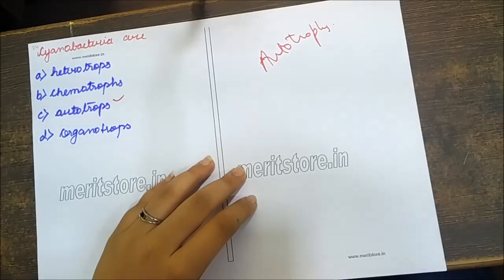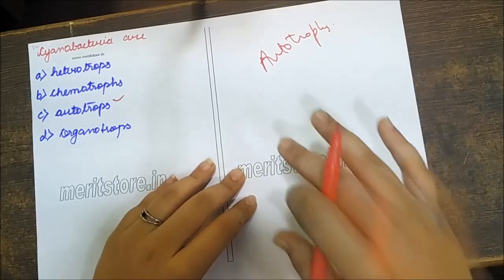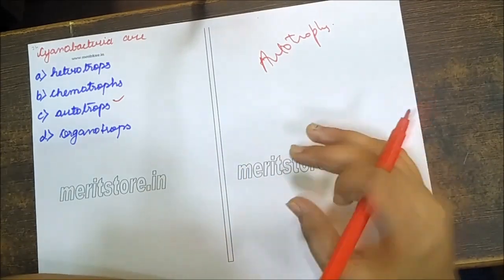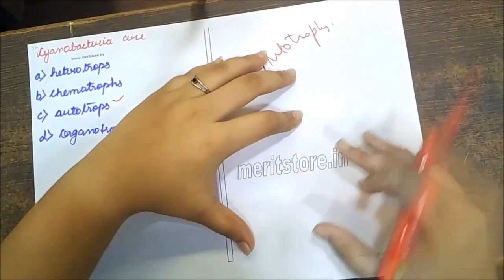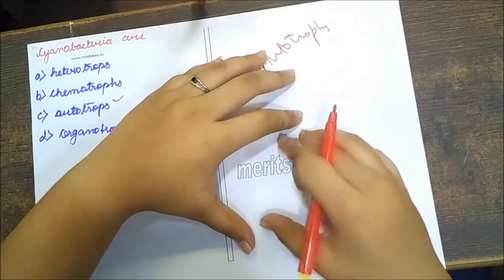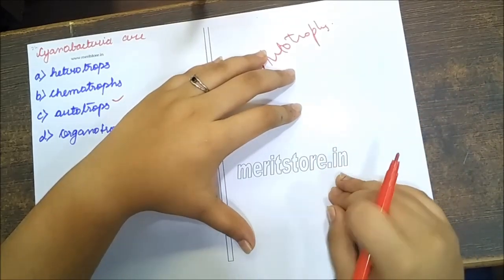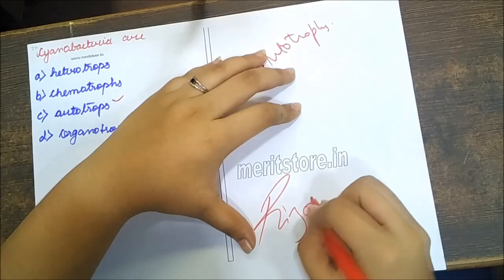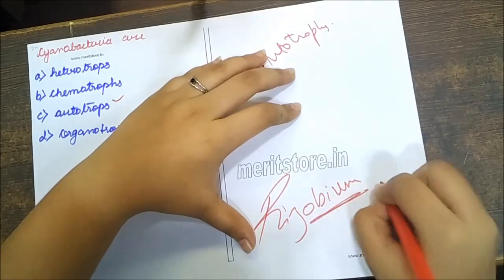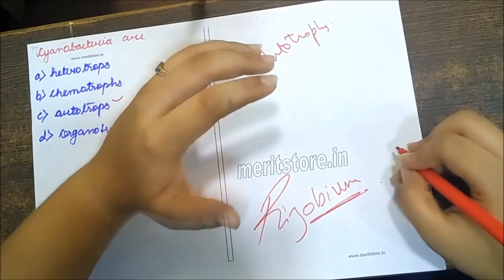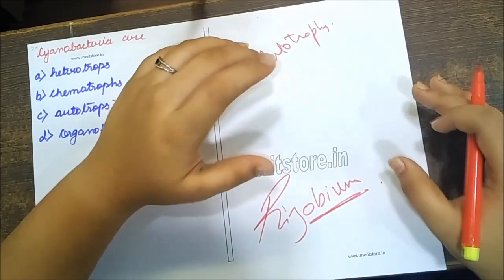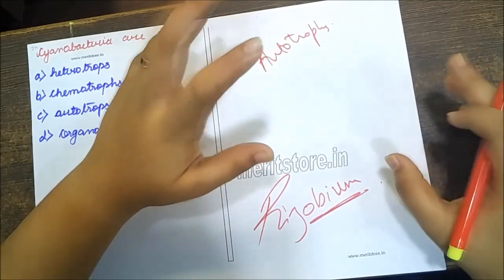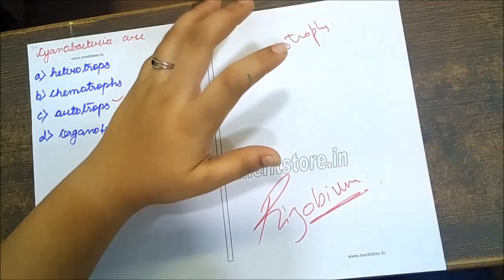Symbiotic nitrogen-fixing bacteria form a mutually beneficial association with the plants. So the bacteria obtain food and shelter from plants, and in return they give a part of their fixed nitrogen to the plants. The most important of the symbiotic nitrogen fixers is Rhizobium. It forms nodules on the roots of legume plants. They develop the ability to fix nitrogen only when they are present inside the root nodules.